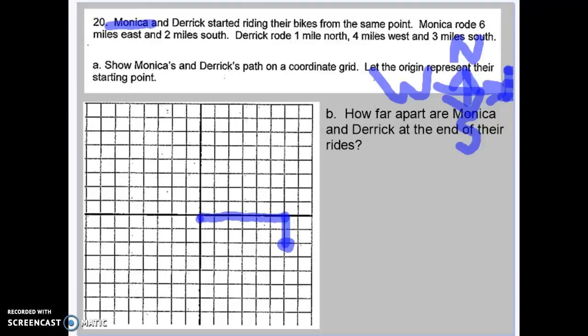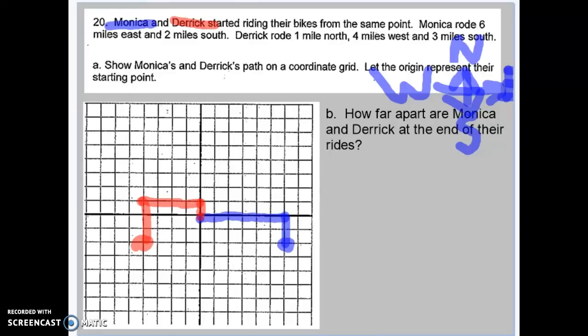Okay, now let's take a look at Derek, and let's put Derek's path in red. So again, he starts at the origin. He rode 1 mile north, 4 miles west, and then 3 miles south. So Derek ended right here. Now, what are the ordered pairs of those two?